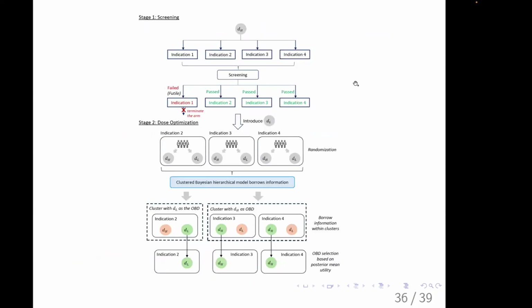So here's a schematic. Shuxi Wang cooked this up, and I'm not going to go through the whole thing. It shows you've got 4 indications, and you do screening, and in this, indication 1 there wasn't anything any good, but indications 2, 3, and 4 have at least got something. Now you go to stage 2 where you randomize, and I won't go through the rest of all this.